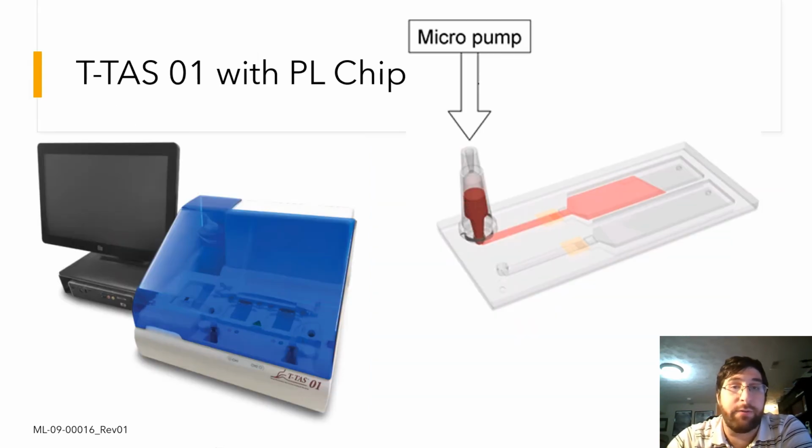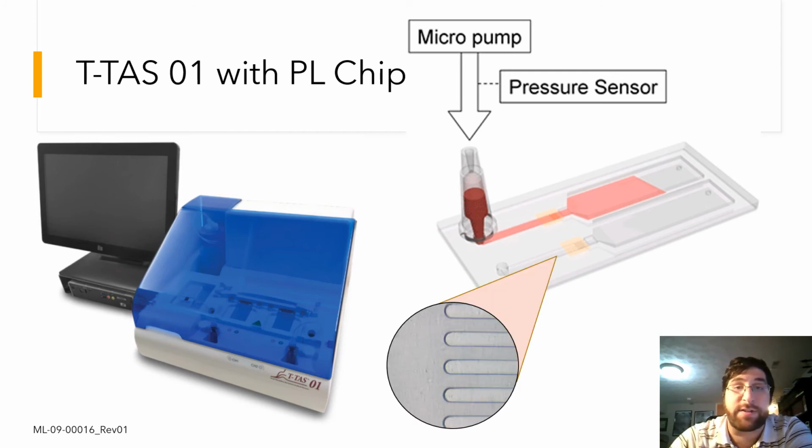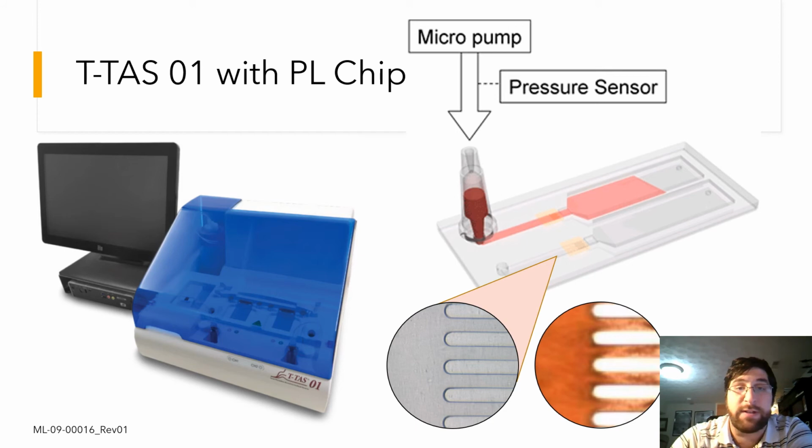The TTAS 01 is a microchip flow chamber system to analyze thrombus formation under flow conditions. A micropump pushes whole blood through the capillary at a steady rate, while a sensitive pressure sensor measures the pressure exerted on the blood to achieve the desired flow rate through the microchip. Each chip contains 2 channels, each of which contains 26 collagen-coated microcapillaries in parallel. As the blood flows over the collagen coating, platelets will adhere and aggregate to the surface and one another, slowly occluding the channel.